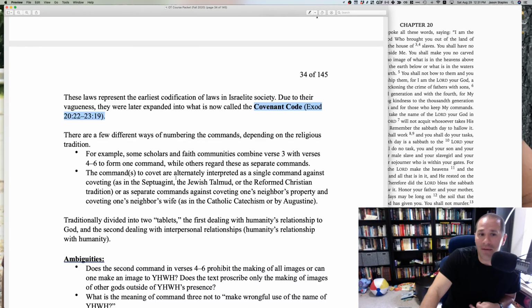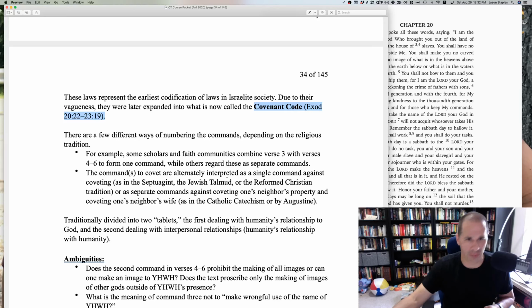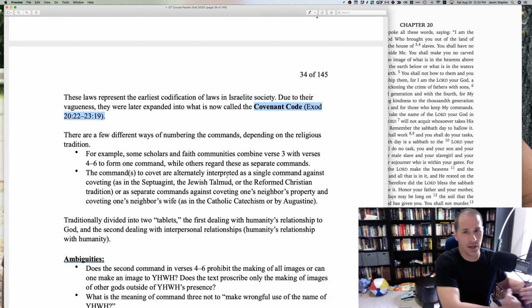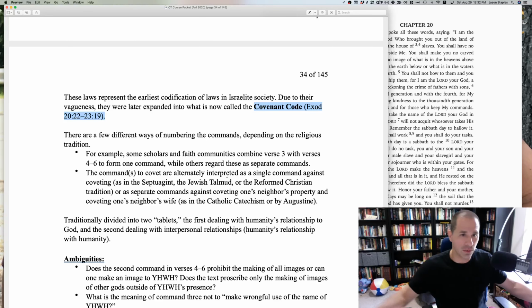Now, the command to covet is also alternately interpreted. In some cases, like in the Septuagint, in the Jewish Talmud, the Reformed Christian tradition, it's interpreted as a single command against coveting. You will not covet. In the Catholic Catechism, by Augustine, it's understood as separate commands against coveting one's neighbor's property and coveting one's neighbor's wife. Those are two different commands.